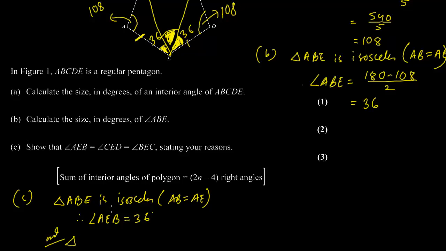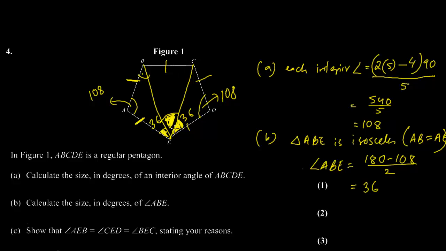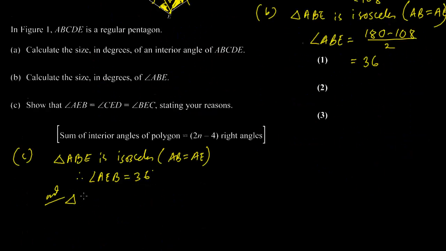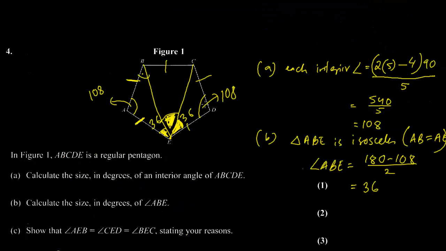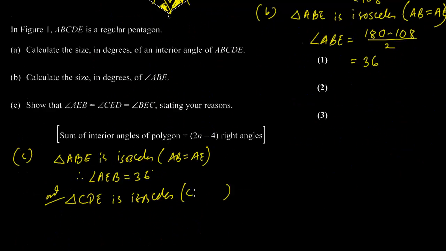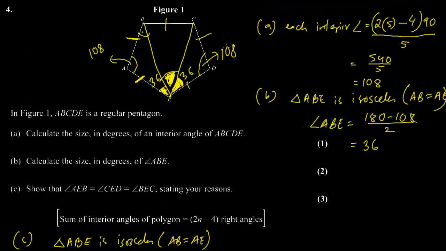And similarly, the other triangle, this triangle is called CDE. So triangle CDE is also isosceles. That is because CD and DE are equal. So CD equals DE. And that makes angle CED equal to 36 degrees by the same rule, because this is 108 degrees, so the base angles have to be equal.